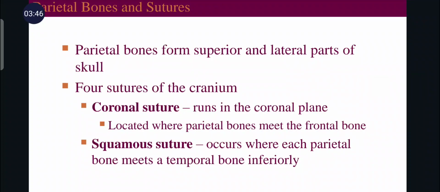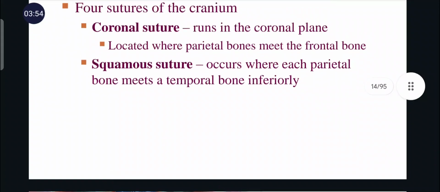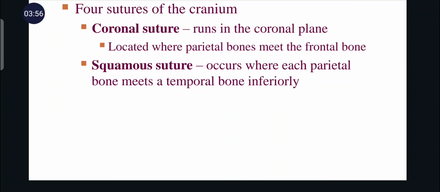Parietal bones and sutures. Parietal bones form the superior and the lateral parts of the skull. 4 sutures are present in the cranium. The first is the coronal suture, which runs in the coronal plane, where the parietal bones meet the frontal bone. That is, it is a suture or joint between the frontal bone and the two parietal bones.